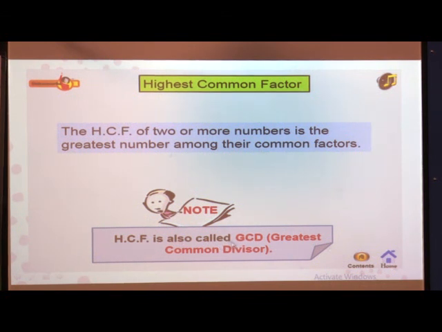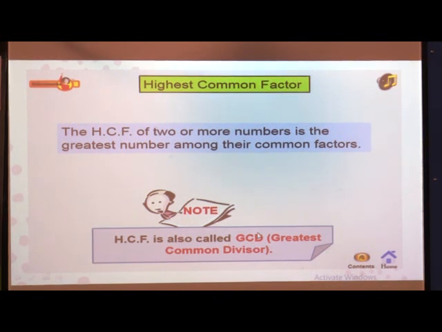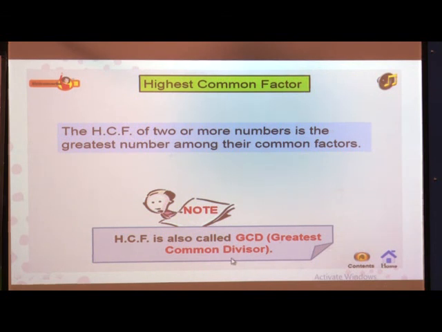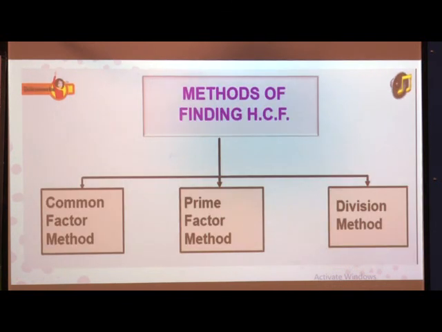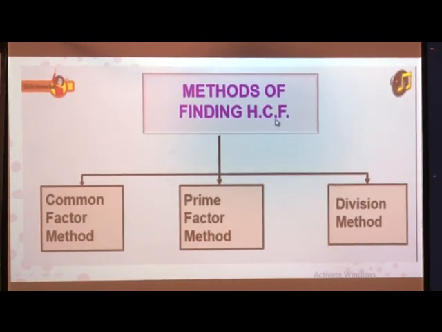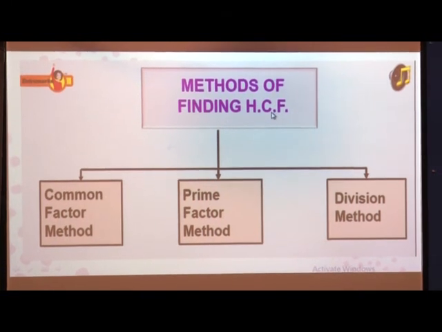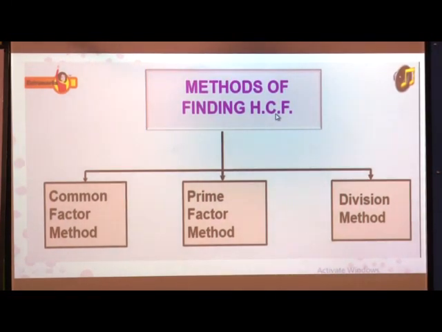HCF is also called GCD, which is another name for HCF. The full form of GCD is greatest common divisor. So, let us see highest common factor in detail. Methods of HCF. To find the HCF, that is the highest common factor or greatest common divisor, we have three different methods.